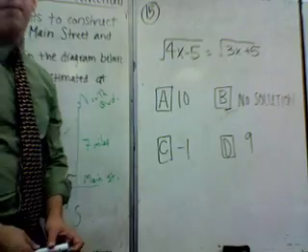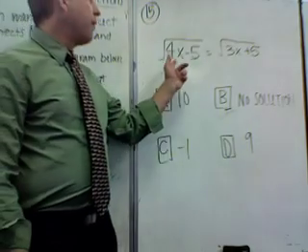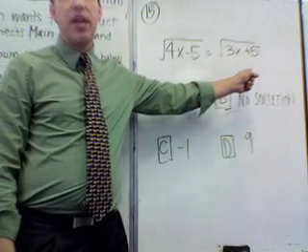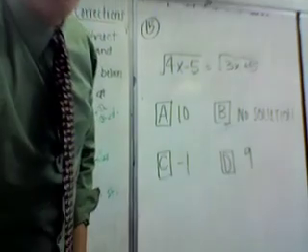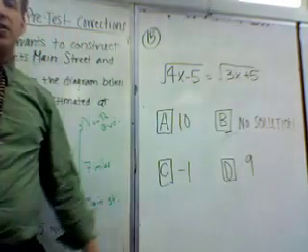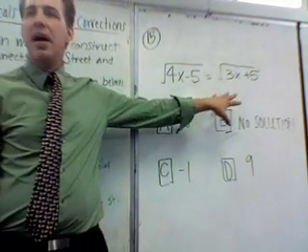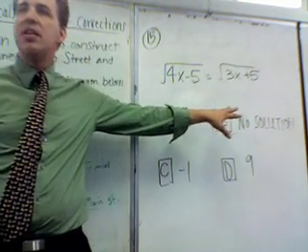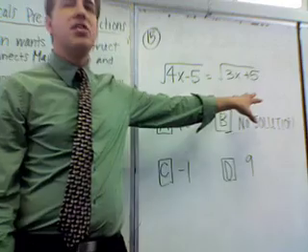Number 15. The square root of 4x minus 5 equals the square root of 3x plus 5. Okay? Now the deal with this one is that you have to do what on both sides? This is a technique you're going to need to know.